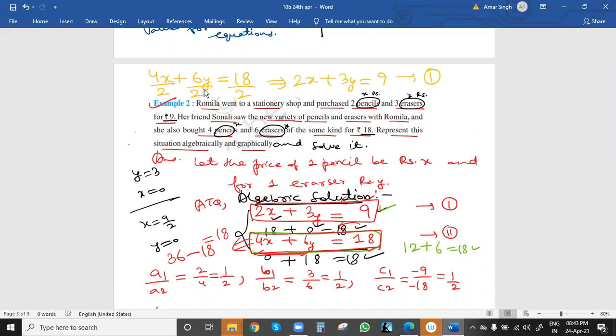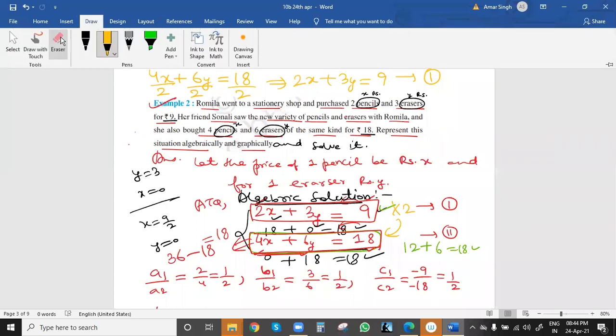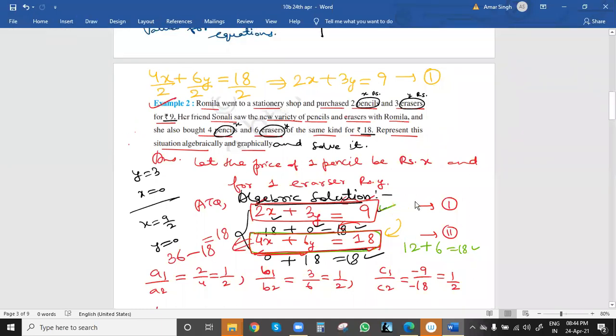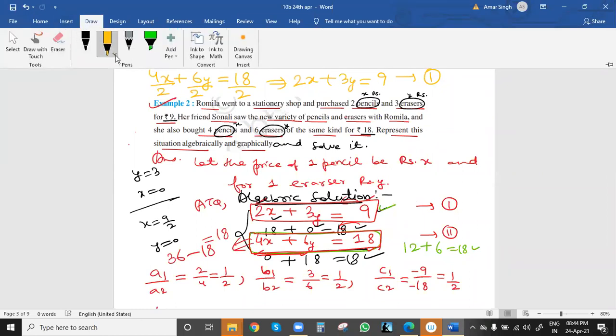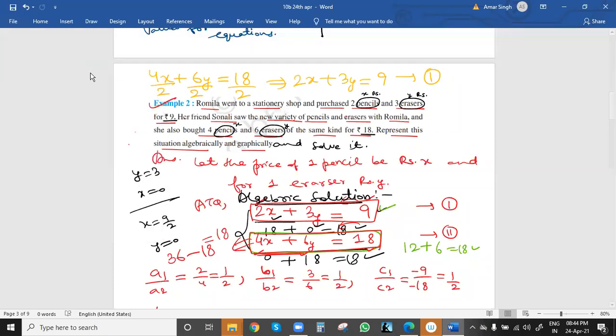So actually both the equations are the same. Just this equation is multiplied by 2, and we get this second equation. We have multiplied the first equation by 2, and the second equation is given. So both the equations are the same basically. That's why all the points satisfying the one equation will be satisfied by the second equation, because both are the same.